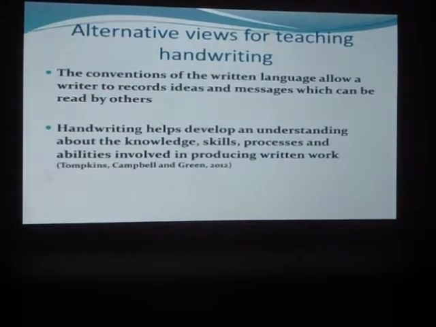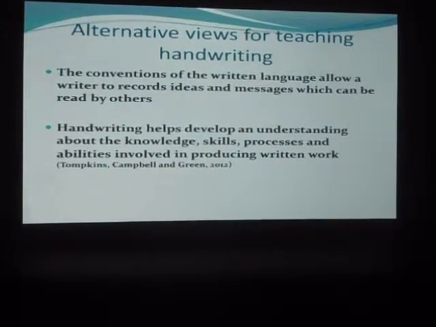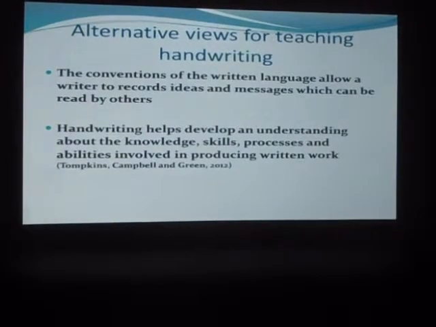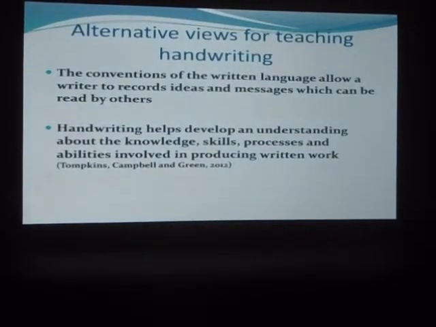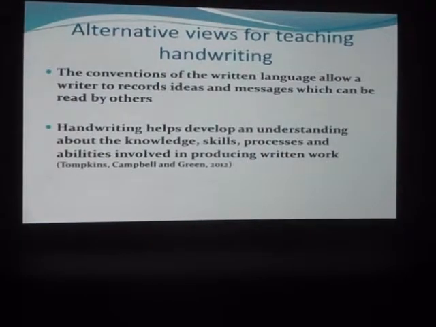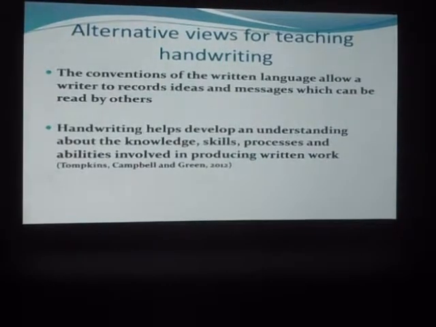In contrast to these arguments, handwriting is still relevant for several reasons. By using the conventions of the written language, a writer records ideas and messages which can be read by others. This is aided by students' own knowledge and experiences and the need to compose them through handwriting. By doing this, they develop an understanding about the knowledge, skills, and abilities involved in producing handwritten work in order to appreciate it. Children plan, compose, revise, and publish to express their feelings.